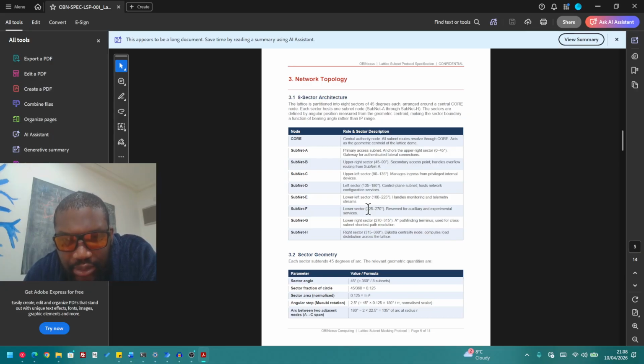So subnet A, the core, is a central authority node. It's also resolved through the core, and acts as the central node of the lattice dome. So really think of the core. I'm still trying to eliminate this core, but this is really good because it does what it does. The core is basically the core functionality of the system. But if everybody knows the core, that's a weakness. This is still symmetric. If the core gets hacked... but I'm just talking about the asymmetric core. You still need a core in my framework.